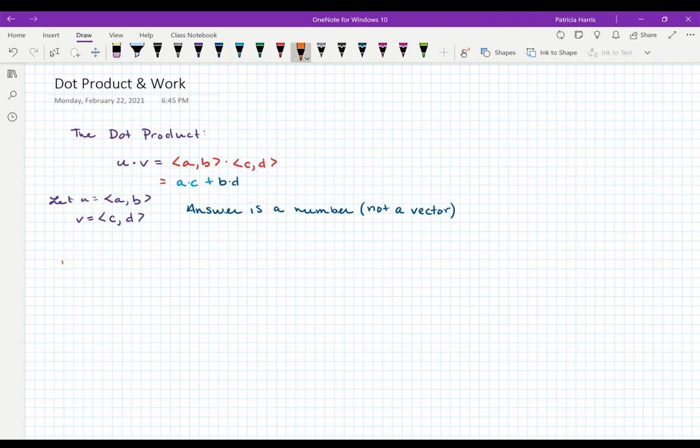So let's find a couple of dot products. Let's say I have the vector -10, 5, and I want to dot product that with 2, -3. Okay, and then we're going to get -10 times 2 plus 5 times -3. So we get -20 plus -15. My answer is -35. Okay, let's try another one.